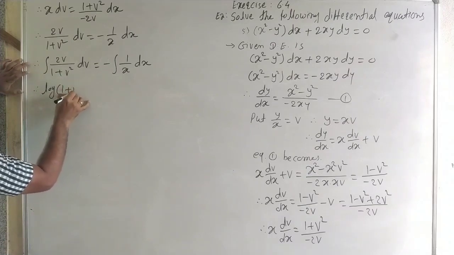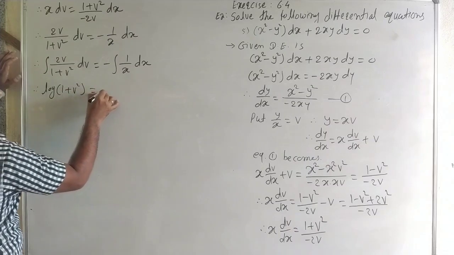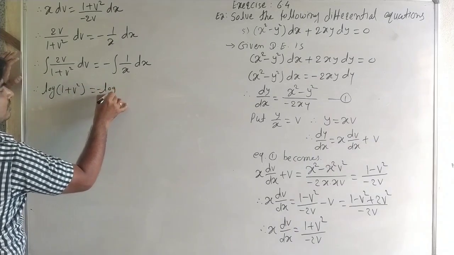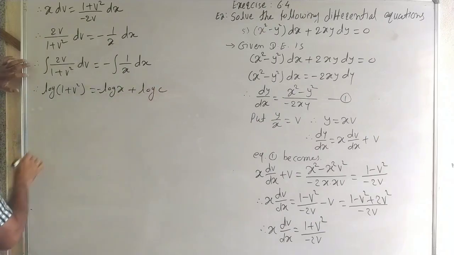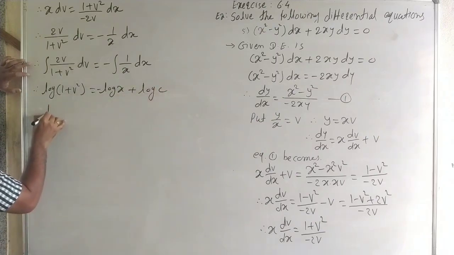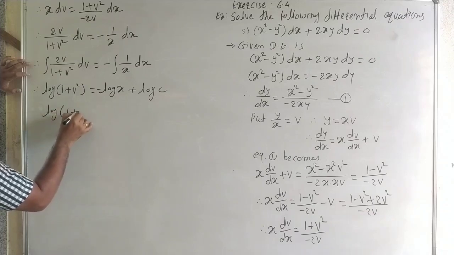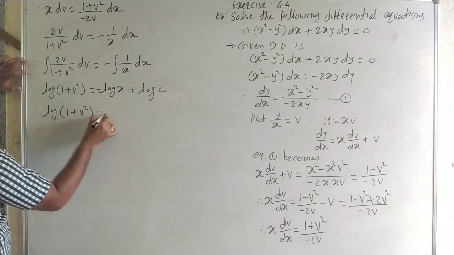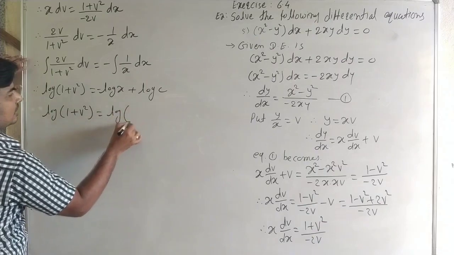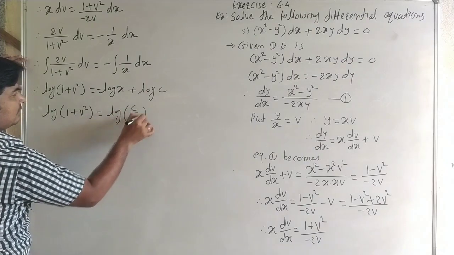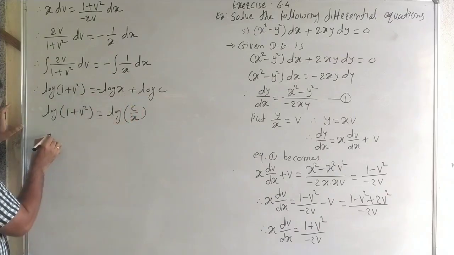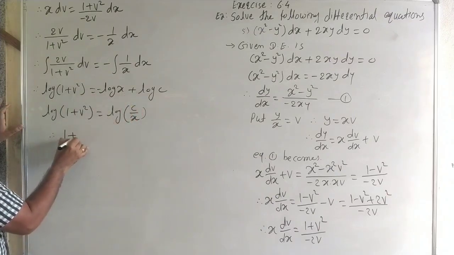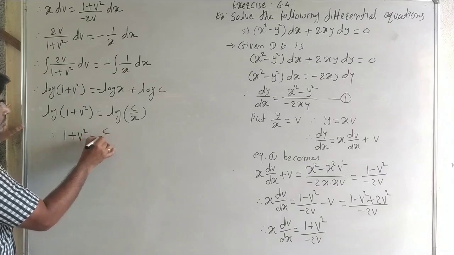That means 1 plus phi square is equal to minus log x, and the integral constant is also in the log. Then log of 1 plus phi square is equal to log of c by x. Use the property of logarithm. Okay, it is minus and it is plus. Now removing log on both sides: 1 plus phi square is equal to c by x.